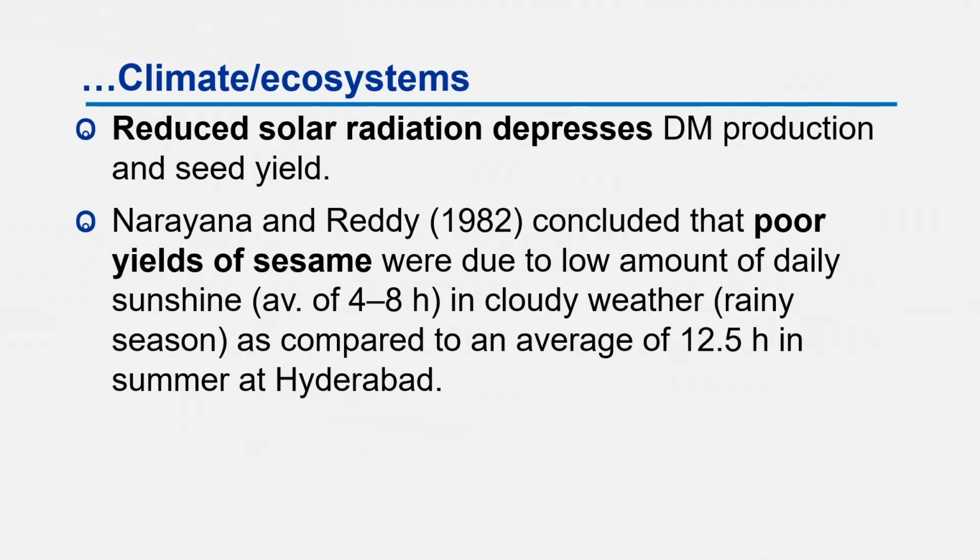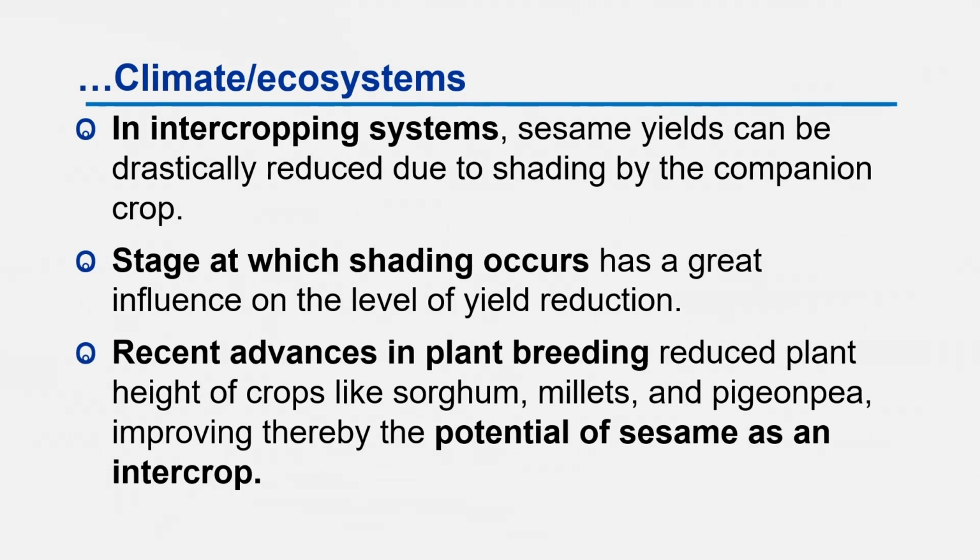So not just light intensity, but sunshine hours are also important for dry matter production. In intercropping systems, sesame yields can be drastically reduced due to shading by the companion crop, particularly when your companion crop is taller than this crop. The stage at which shading occurs has a great influence on the level of yield reduction. Recent advances in plant breeding reduced plant height of crops like sorghum, millets and pigeon pea, improving thereby the potential of sesame as an intercrop.